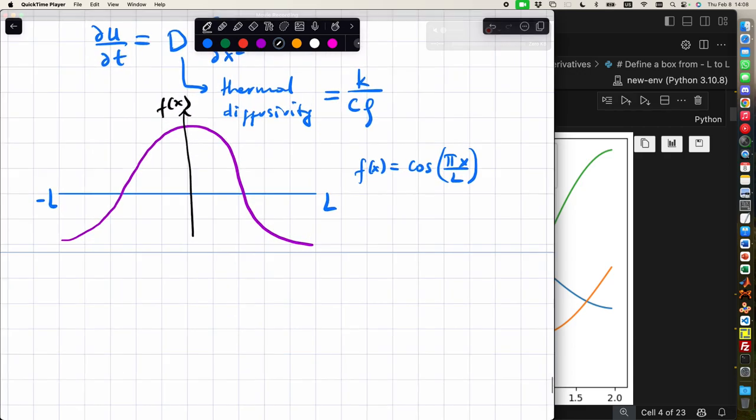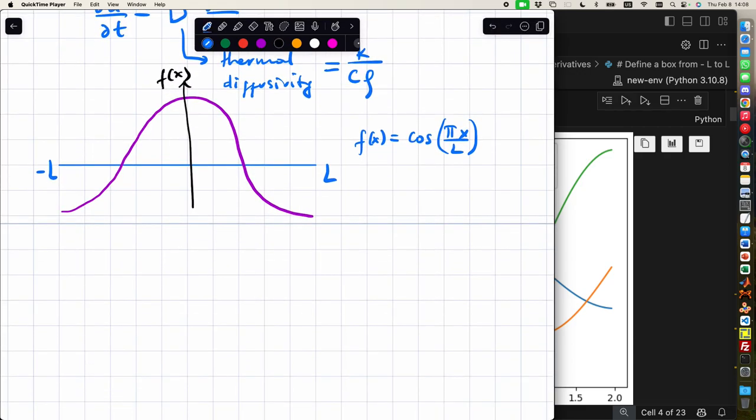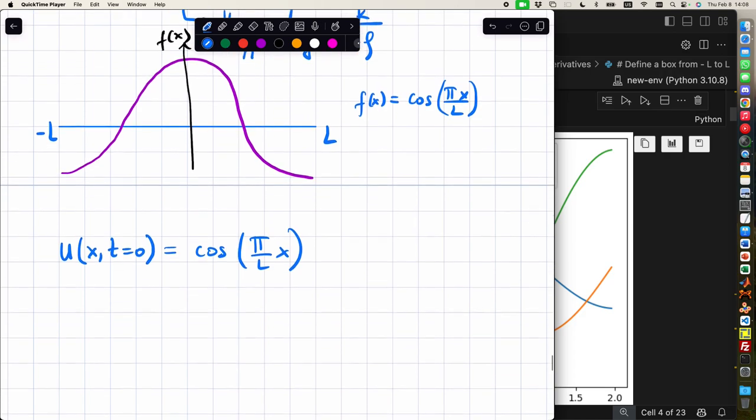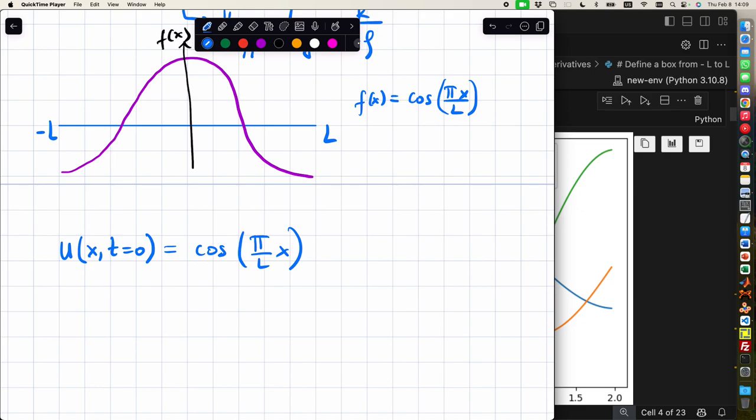So if you go with cosine, let's say you are trying to solve this problem, and you say that u(x) at t equals 0 was cosine pi over L times x, okay? And we are simplifying everything. So we have a very peculiar boundary condition. We have periodic boundary condition. So this temperature is distributed over a ring, okay? Going from minus L all the way to L, but then they connect on the other side, okay? So, do you have any solution to this that you can propose?